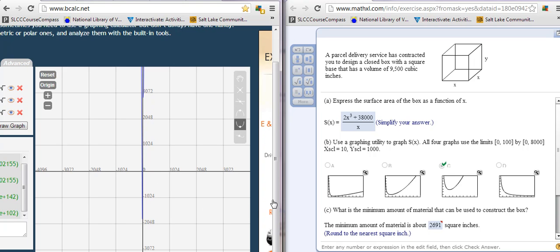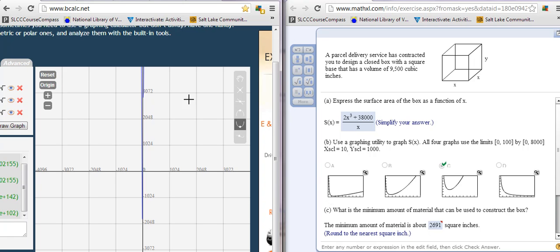So when I look at my options on this problem, it says using a graphing utility to graph it, and it says all four graphs use the limit 0 by 100. That's saying that the low x coordinate is 0, all the way up to a high x coordinate of 100. And then the y limits on the window is from 0 to 8,000. So that's starting at a low of 0, going all the way up to 8,000 on all four of these windows. So that tells me that this little minimum should be somewhere on the y-axis between 0 and 8,000.